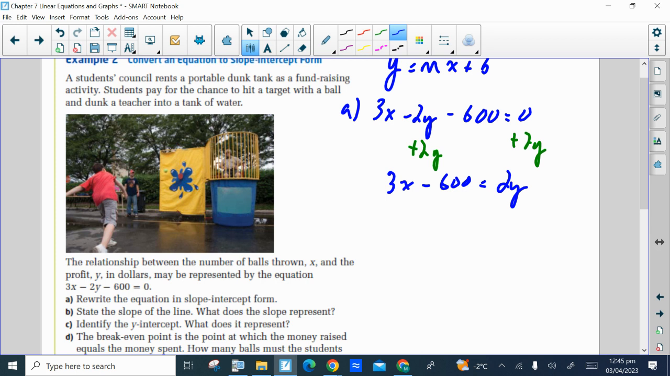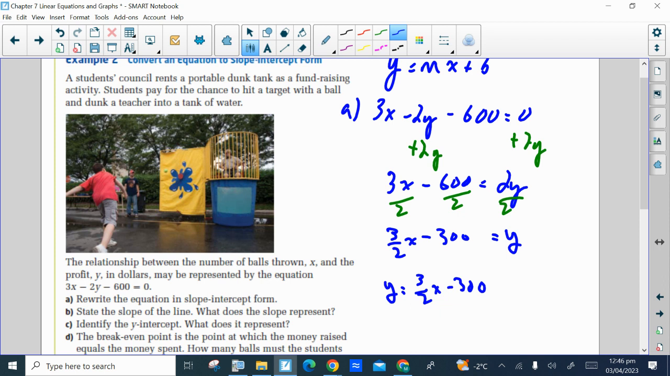We don't have positive y by itself. What do we need to do, Cheney, to get positive y by itself? We have to divide both sides by 2, yes. Which means you're going to divide the 3x and the 600 by 2. So this gives us positive y by itself. You'll have 3 over 2x minus 300, which is the same as y equals 3 over 2x minus 300. Now it is in slope-intercept form.